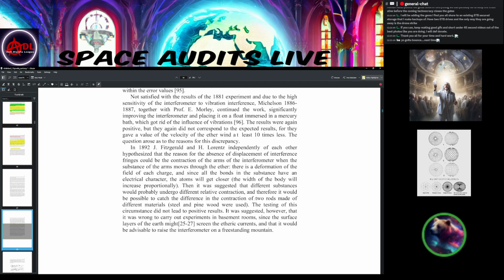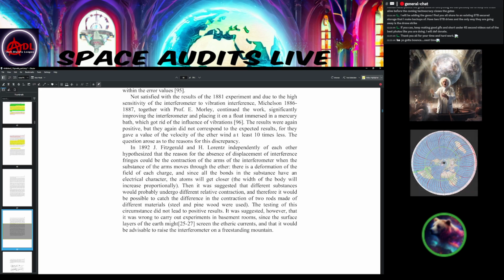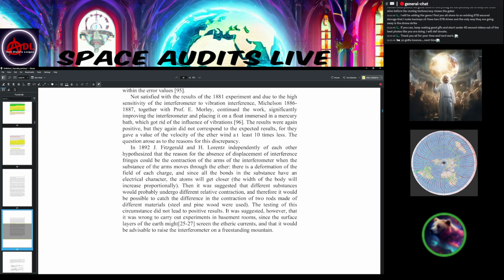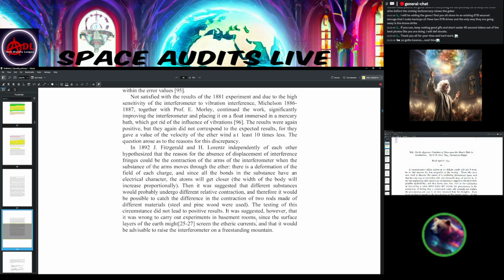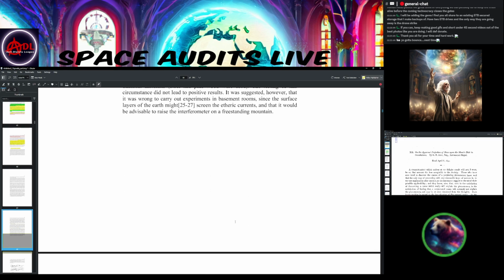difference of the contraction of two rods made of different materials, steel and pine wood were used, and the testing of the circumstances did not lead to a positive result. It was suggested, however, that it was the wrong way to carry out the experiments in basement rooms, since the surface layers of the Earth might screen the etheric currents, and it would be advisable to raise the interferometer to a freestanding mountain.